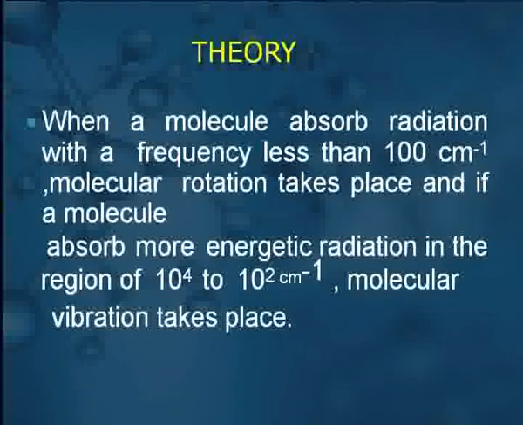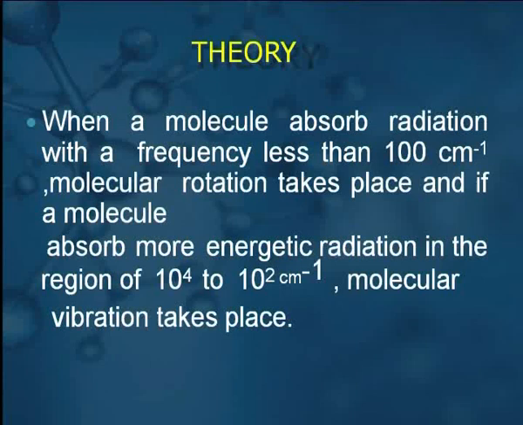What is the theory behind FTIR? When a molecule absorbs radiation with a frequency less than 100 centimeter inverse, here we are dealing with the wave number, not the wavelength or the frequency, molecular rotation takes place. If the molecule absorbs more energetic radiation in the region of 10 to the power 4 to 10 to the power 2 centimeter inverse, molecular vibration takes place. So this is the condition for molecular vibration.